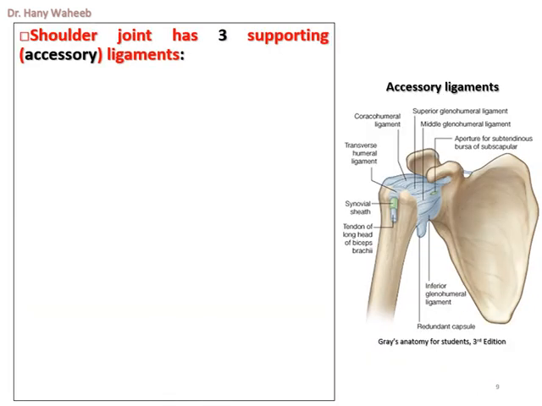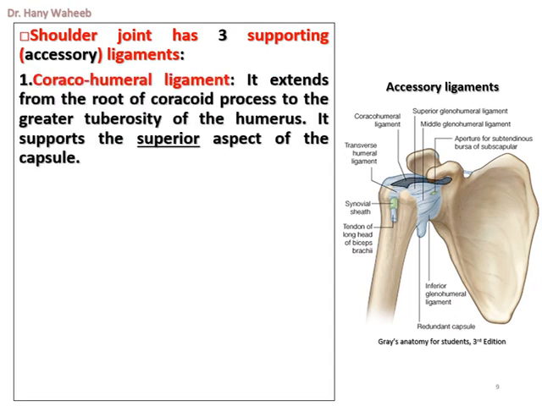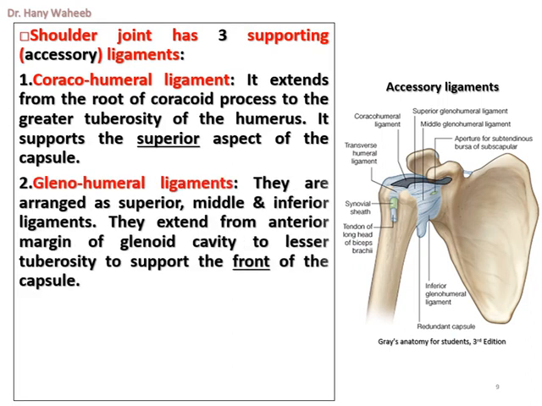Shoulder joint has 3 supporting or accessory ligaments. 1. Coracohumeral ligament. It extends from the root of coracoid process to the greater tuberosity of the humerus. It supports the superior aspect of the capsule. 2. Glenohumeral ligaments. They are arranged as superior, middle and inferior ligaments. They extend from anterior margin of glenoid cavity to lesser tuberosity to support the front of the capsule.